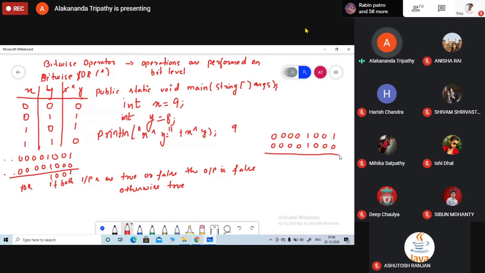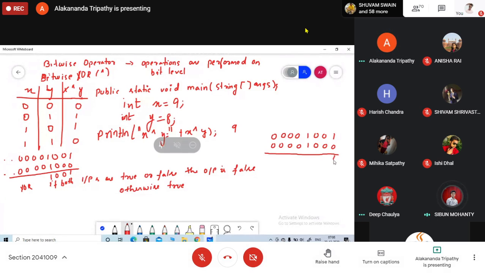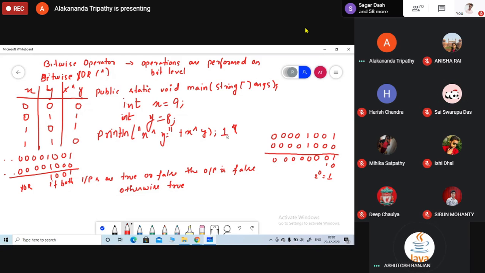So here, if I am going to perform the XOR operation, what will be the output here? 0 XOR 1 will be 1. 0 XOR 0 is 0. 0 XOR 0 is 0. And the rest bits are 0. So what will be the output here? 1. This is 1, and this is the 0th position. So 2 to the power 0 is 1. Oh, sorry, I'm wrong. So here the answer will be 1.